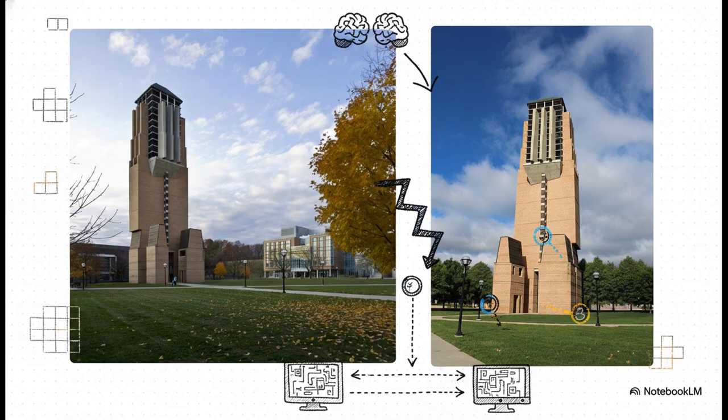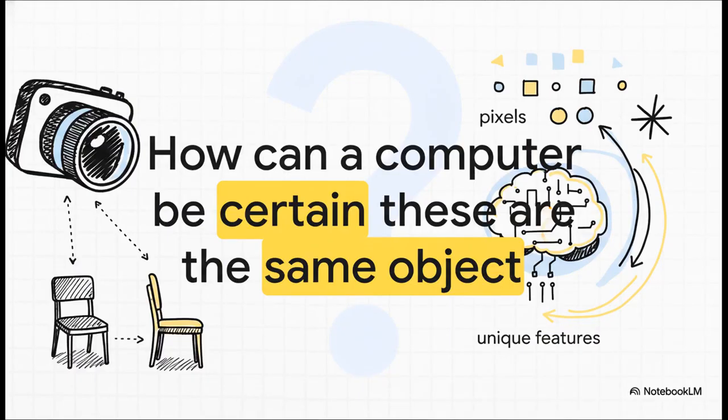But you've got to remember, a computer doesn't see a bell tower. It sees two giant grids of pixels. And to the computer, the color and brightness values in those grids are totally, completely different. And that right there, that's the core challenge. How do you teach a machine to look past all those different pixel values and figure out that, hey, despite all the differences, these two images are actually showing the exact same object?